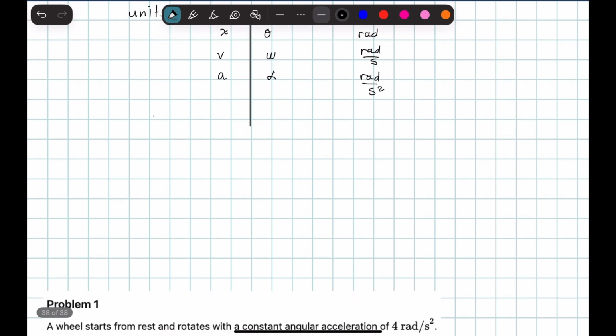Now, let's talk about the rotational kinematic equations, the CAKE equations. We have omega is equal to omega naught plus alpha times t. Theta is equal to theta naught plus omega naught t plus 1/2 alpha t squared. And then omega squared is equal to omega initial squared plus 2 times alpha times the angle minus the angle initial.